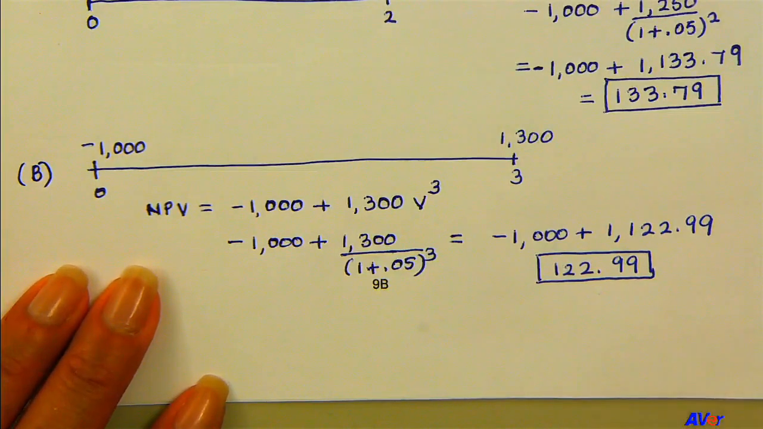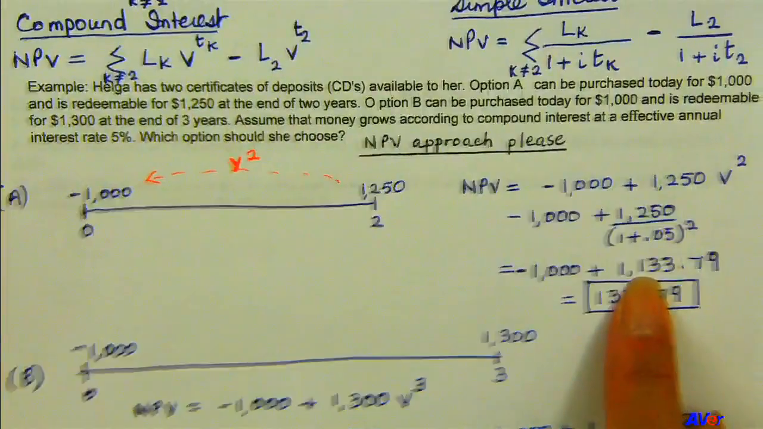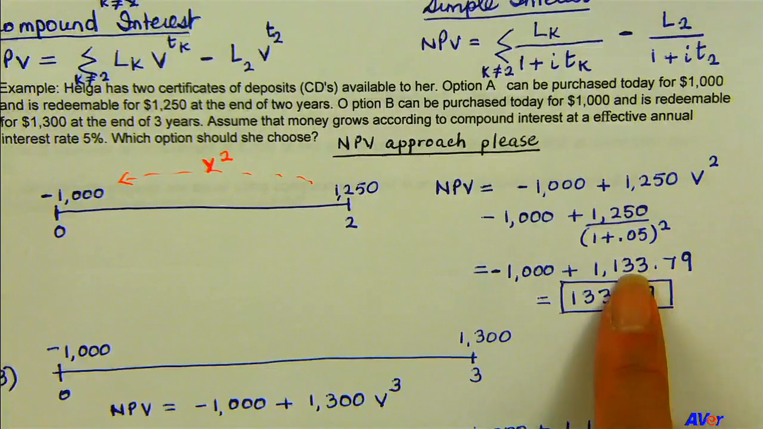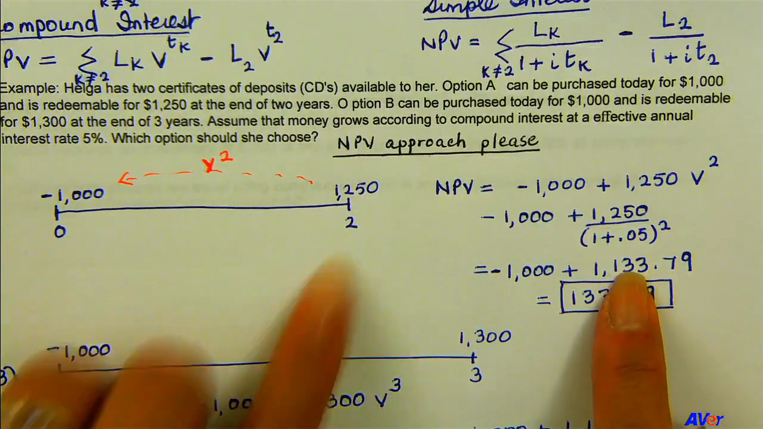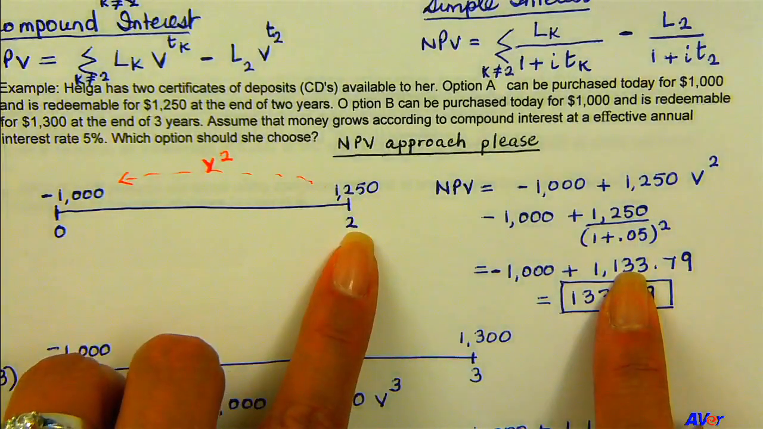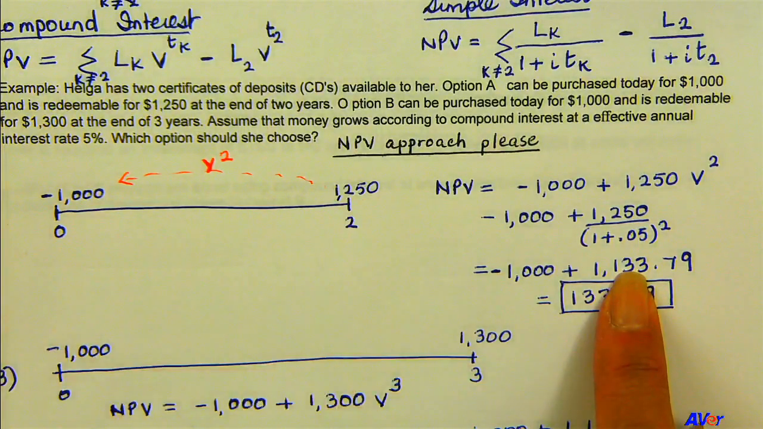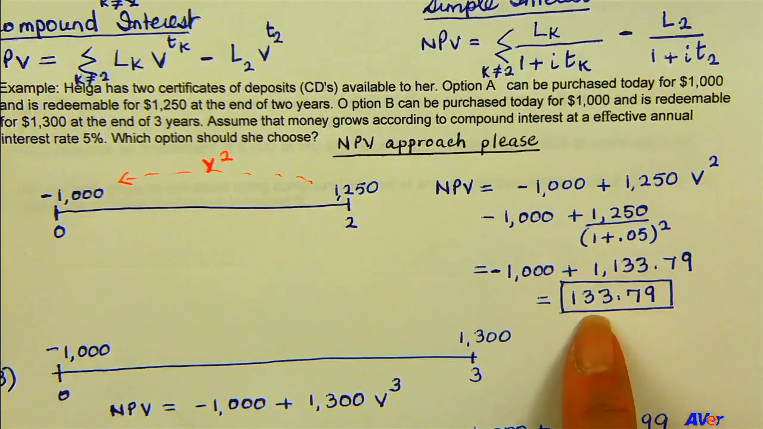So this is saying that 1133.79 is the present value of 1250. Look at this right here. 1133.79 is the present value of this 1250 at time 2. But she's only putting in $1,000 at time 0. So it's basically equivalent to the bank giving her $133.79 at time 0 to deposit. That's free money for her. That's what net present value is saying, right?